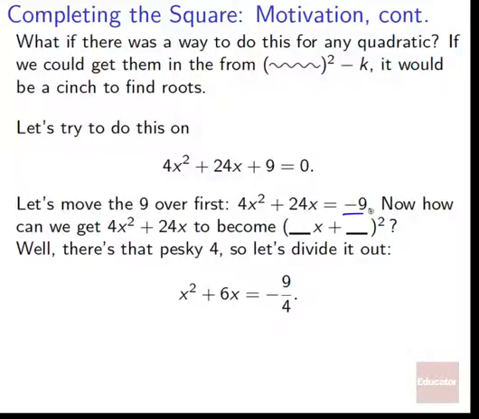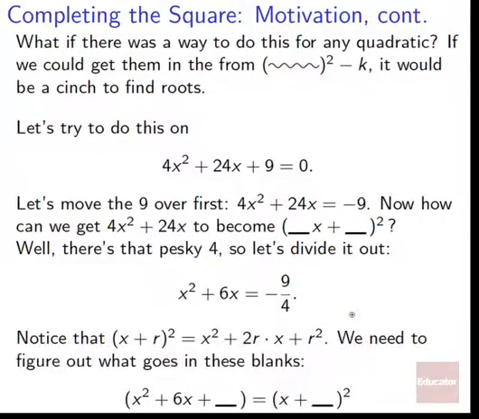Well, there's that pesky 4 still in front of that x squared, so let's just start off by getting rid of that pesky 4. So we divide out the pesky 4, and we've got x squared plus 6x equals negative 9 over 4. 4x squared over 4 becomes just x squared. 24x over 4 becomes 6x, 6 times 4, 24, equals negative 9 over 4. Great. From this format, we want to get some x plus blank squared, x plus r squared.